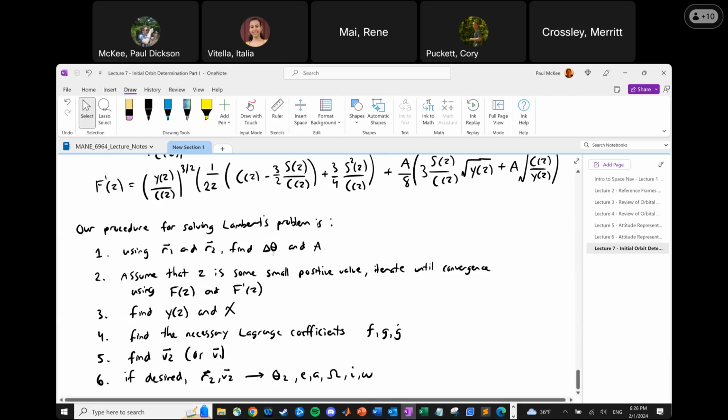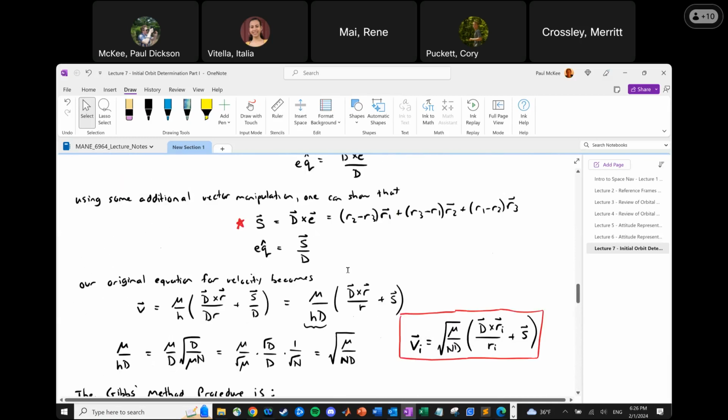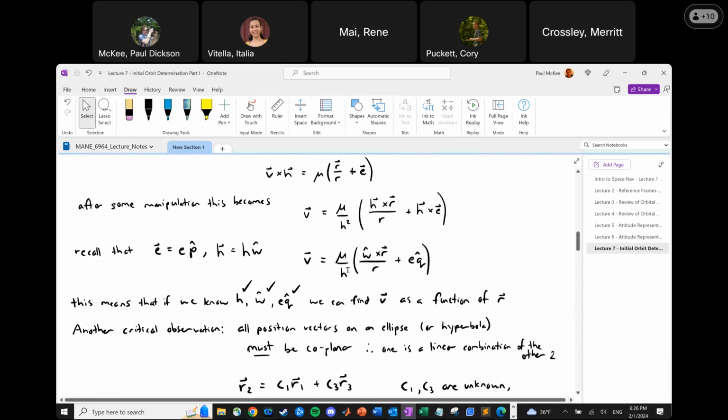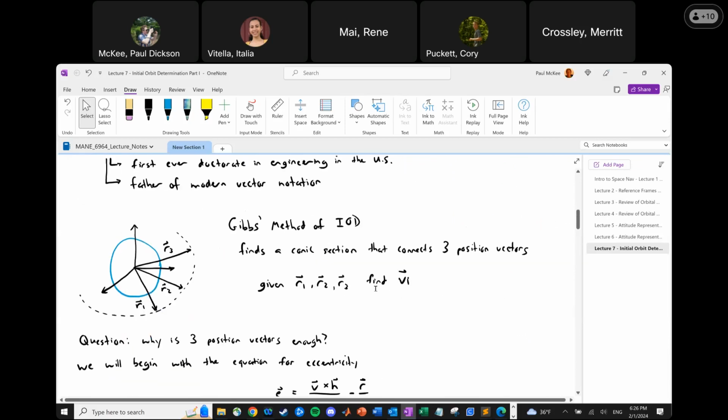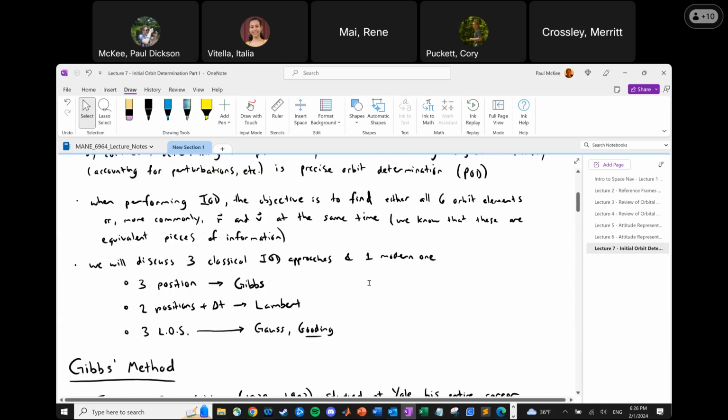If you know R1 and R2, you can find delta theta, find A, find F and F prime, iterate until Z converges, find Y of Z, find chi, find Lagrange coefficients, find V2. Ultimately, we can solve the problem if you know R1, R2, and delta T, find V2. And also, going back even further, we can solve the problem if we have R1, R2, and R3, we can find any of the velocities. So those are two methods of initial orbit determination.